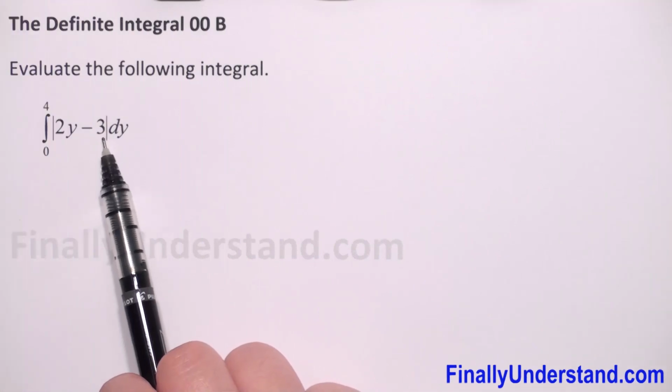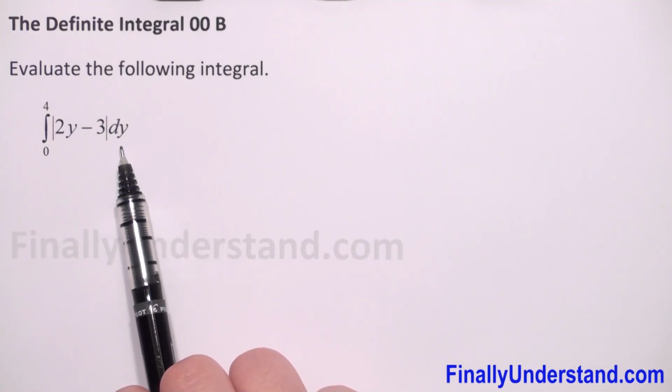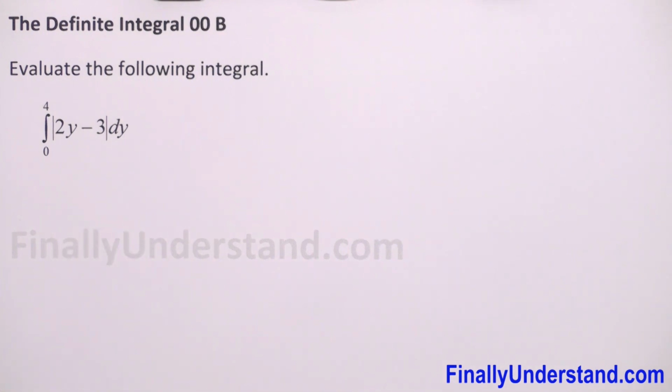We have now the definite integral of the absolute value of 2y minus 3 with respect to y. So the only way that we can do this problem is to get rid of the absolute value. We need to use the definition of absolute value.